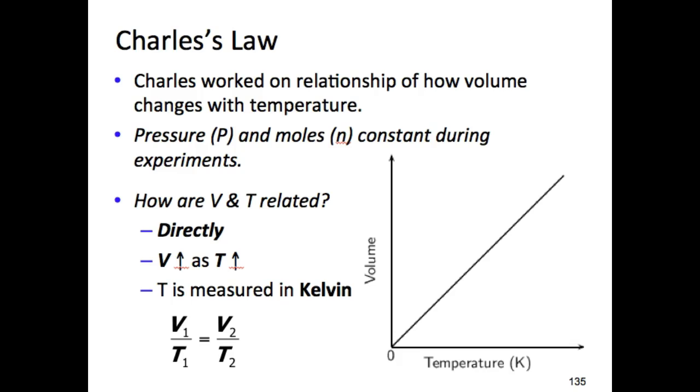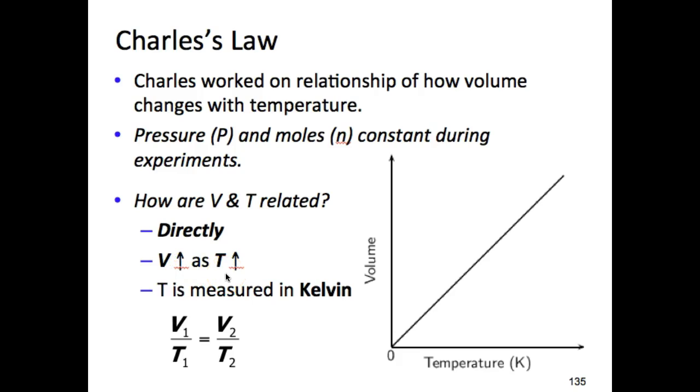So Charles' law looked at the relationship between volume and how that changes with temperature. We have our four gas law variables, so we have pressure, volume, temperature, and moles. Charles' law is looking at temperature and volume, so that means that pressure and the number of moles were kept constant during all of his experiments. He figured out that temperature and volume are directly related, so here's a graph showing you a direct relationship. So as volume increases, temperature increases. As volume decreases, temperature decreases.